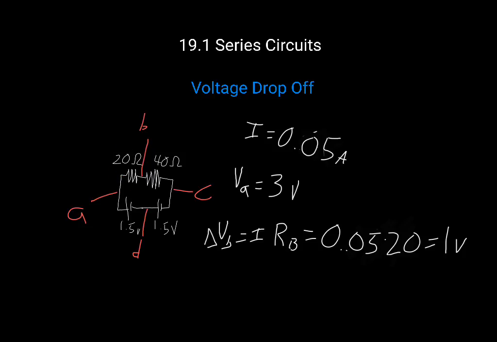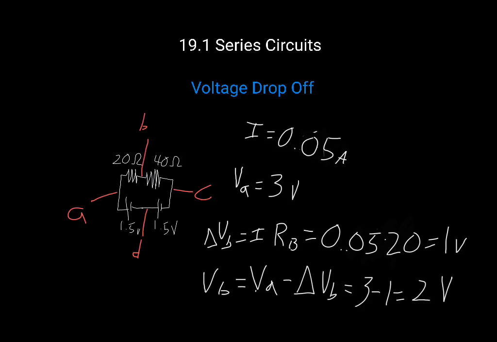One thing to notice is that we've been calculating the delta VB, because I said the drop across this resistor. So we can actually figure out the absolute value at B by taking our voltage at A and subtracting our delta VB. So we take our 3 volts at VA minus our change in voltage across this resistor to give us 2 volts at point B.